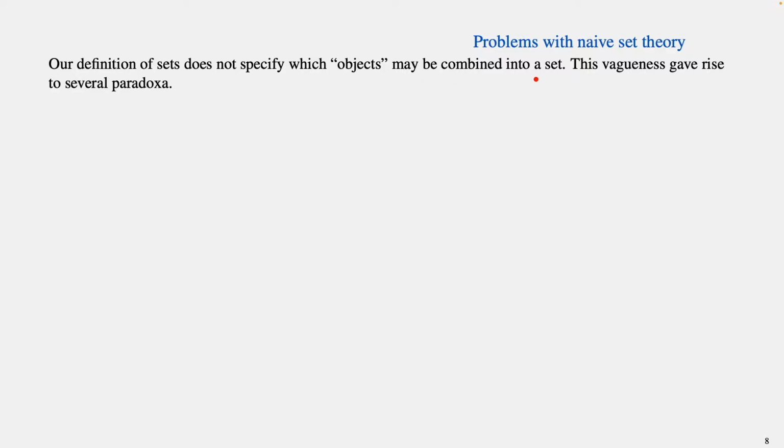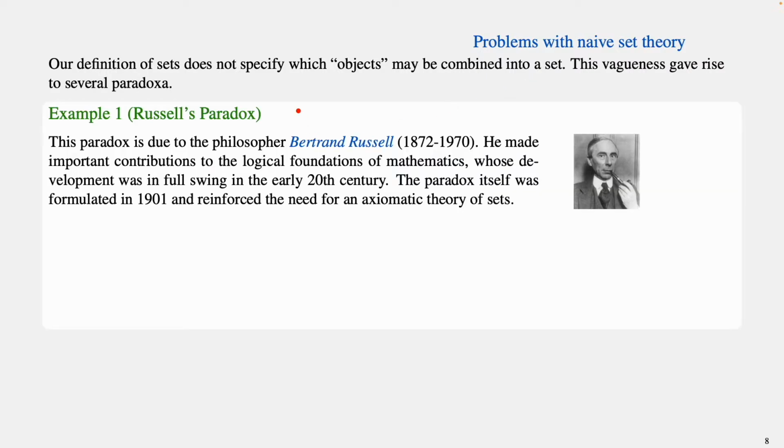And this leads to several paradoxes, and possibly the most famous one I want to show you here. This is called Russell's paradox, and it is named after the great philosopher Bertrand Russell, who lived around the turn of the 19th to 20th century. And he made some very important contributions to the logical foundations of mathematics, among other things. And he formulated this paradox in 1901.